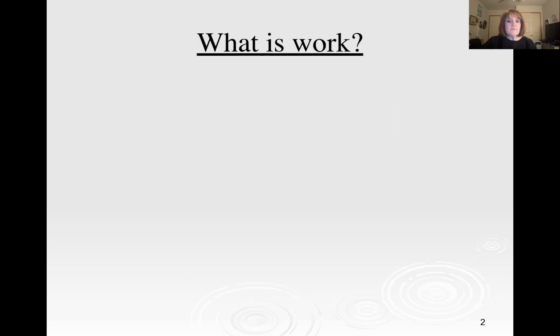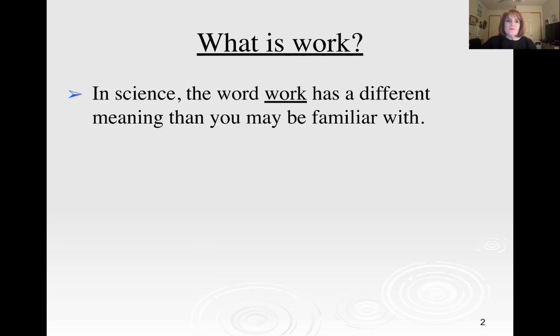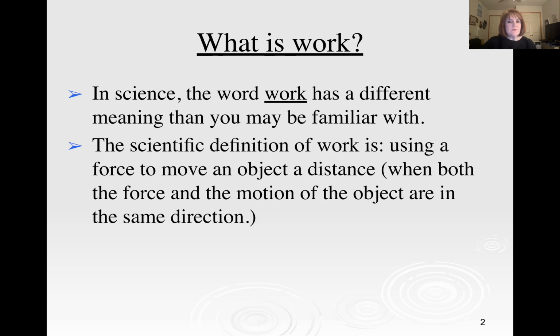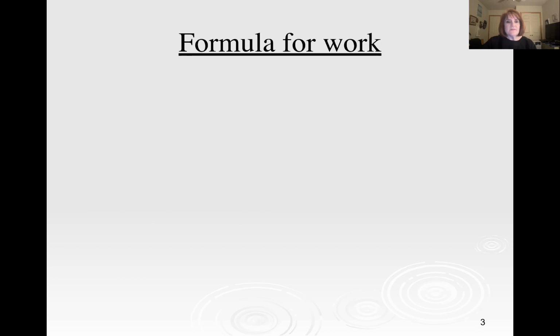Let's talk about work first. So what is work? Well, in science, the word work has a very different meaning than you're probably familiar with. The scientific definition of work is using a force to move an object a distance, and that is when both the force and the motion of the object are in the same direction.